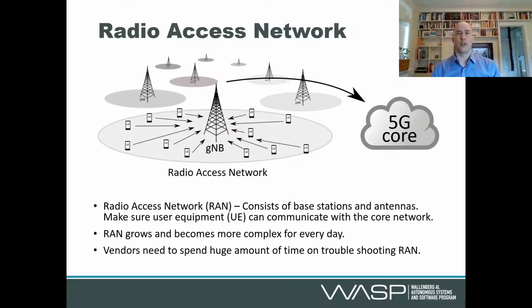The radio access network is an important part of the telecom system. It consists mainly of base stations and antennas, and its task is to make sure that the user equipment can communicate with the core network. The user equipment can be a mobile phone, a laptop, or some other equipment that uses the mobile network.